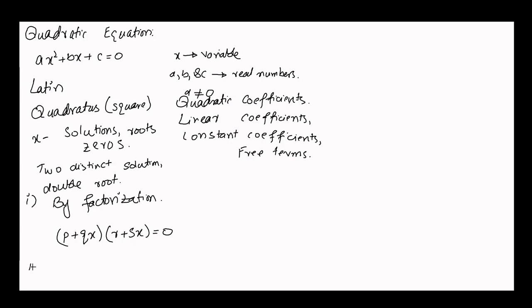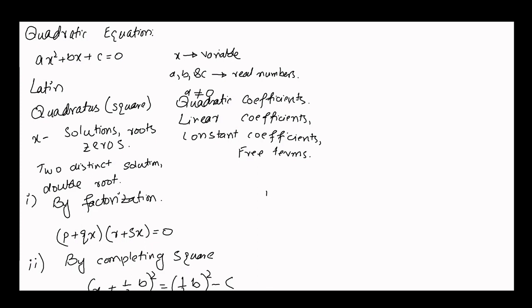The second method by which we can solve a quadratic equation is by completing the square, and in completing the square we have (x + 1/2b) squared, and that is equal to (1/2b) squared minus c.